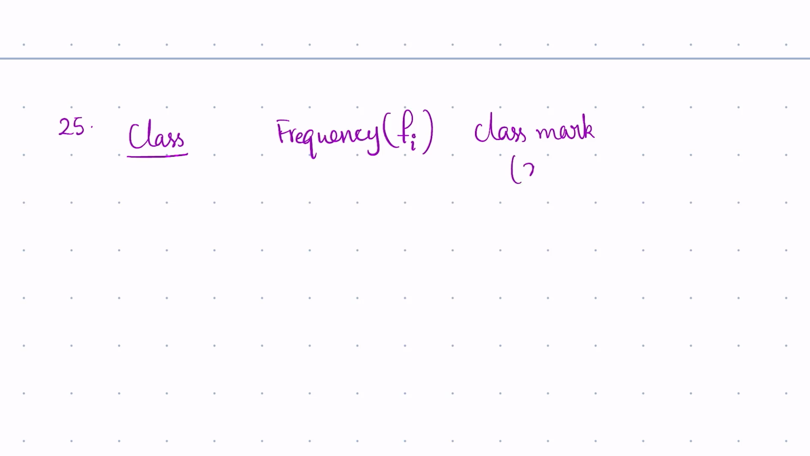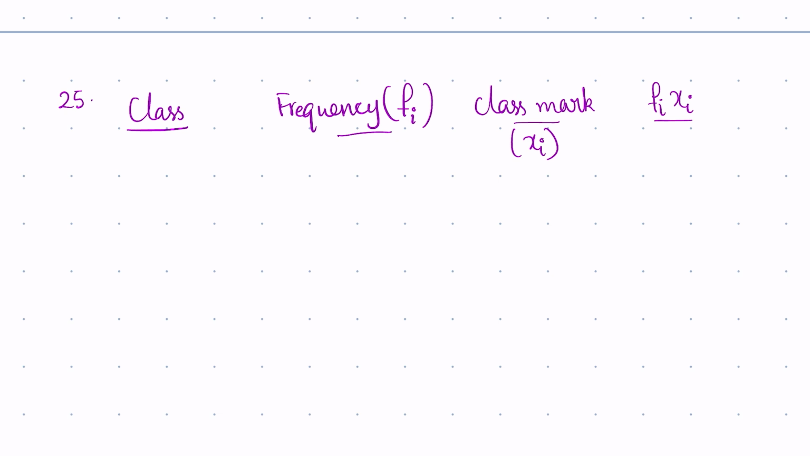We call this class. Then we have the frequency, which is also represented by fi. Then the class mark, represented by xi, and finally we have the multiplication, so fi xi. This is really all we need to calculate the mean. So let's just write them down one by one.